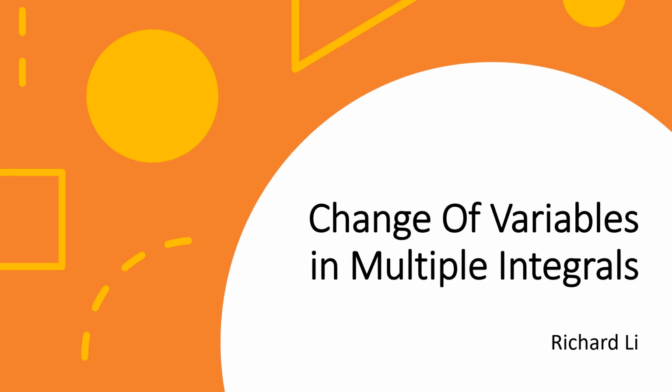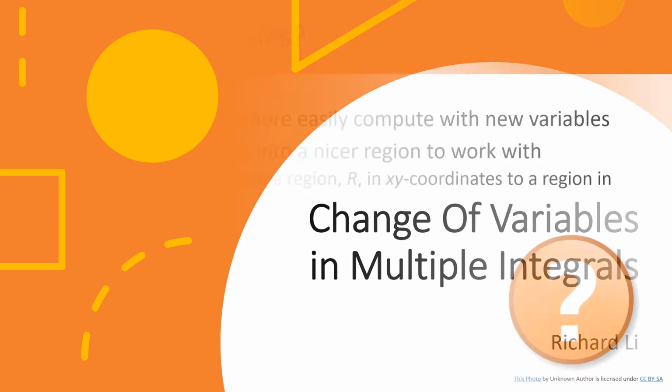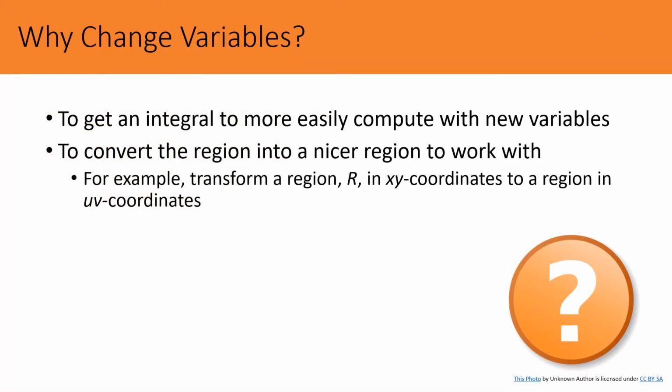Today, I will present the topic change of variables in multiple integrals. Why change variables? While often the reason for changing variables is to get us an integral that we can do with the new variables, another reason for changing variables is to convert the region into a nicer region for us to work with. When we're converting to polar, cylindrical, or spherical coordinates, we didn't have to worry about this change since it was easy enough to determine the new limits based on the given region.